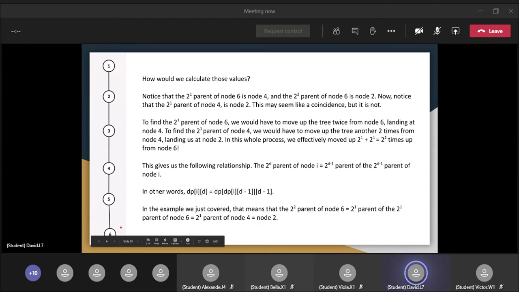And basically, if we go back to the example we just used, that means that the 2 squared parent of node 6, which is node 2, is equal to the 2 to the first parent of the 2 to the first parent of node 6, which is equal to the 2 to the first parent of node 4, which is equal to node 2. And if we were to express that in code, we would have dp of i,d is equal to dp of dp of i,d minus 1, d minus 1.